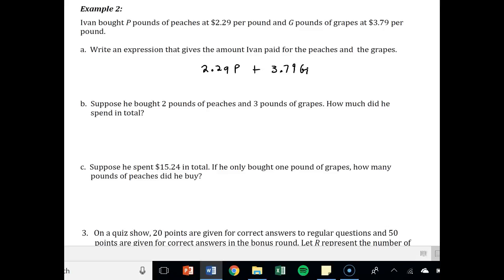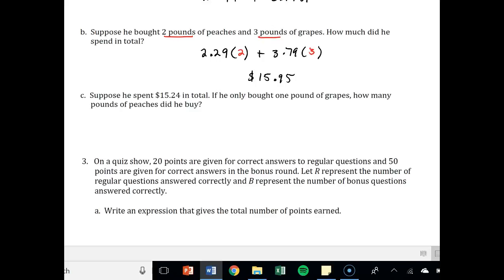Suppose you bought 2 pounds of peaches and 3 pounds of grapes. That's easy again. $2.29, parentheses, he bought how many pounds? 2 pounds, so plug in 2, plus $3.79, parentheses, he bought 3 pounds of grapes, right? Now, I am allowing you to use a calculator. You plug in on the calculator exactly what we've written with the parentheses and everything. The calculator's smart enough to know that those parentheses mean multiplication. You should get your answer of 19.95, excuse me, right?